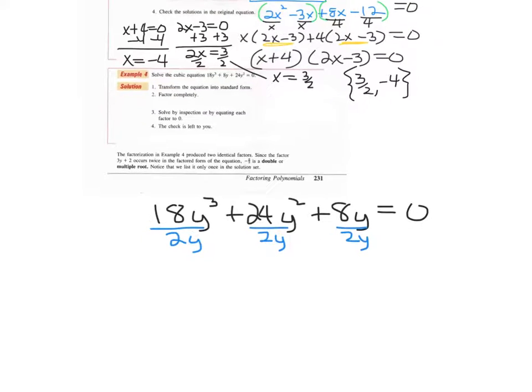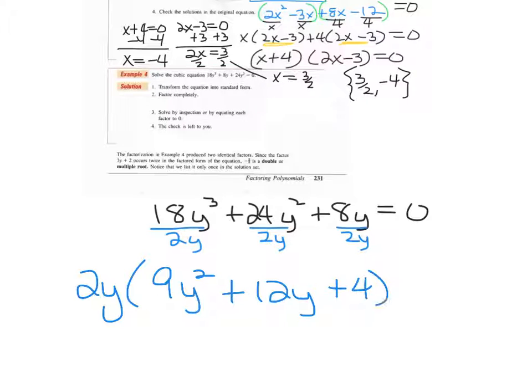So the first thing I should always look for is a greatest common factor. My greatest common factor here is going to be 2y. I'm going to divide all three terms by 2y. So 2y outside, and now I divide: 9y squared plus 12y plus 4 equals 0.